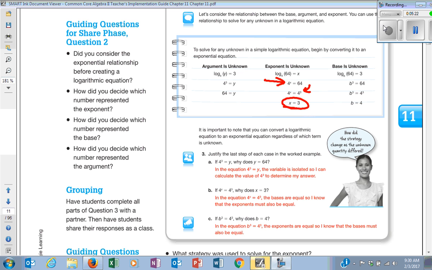And what if my base is unknown? The b is right here. That's my unknown. So then I change it, and I want to know some number to the third power equals 64. Well, we've been dealing with this. Hopefully you realize that, oh, wait, this is 4 to the third.